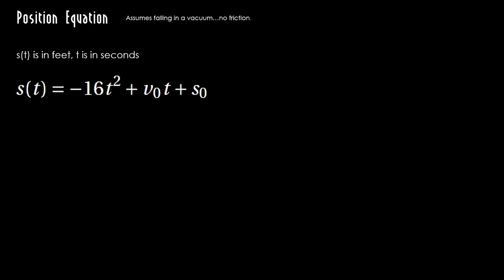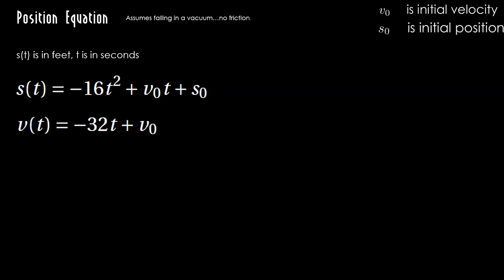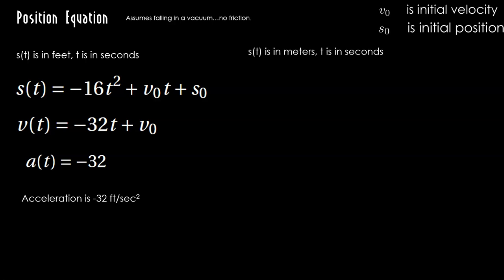Using this position, the first equation, S of t is in feet and t is in seconds. The position equation is negative 16t squared plus v naught t plus s naught. V naught is initial velocity and S naught is initial position. Taking the derivative, we get velocity, negative 32t plus V naught. Taking the next derivative, we get acceleration, which is negative 32. So in this scenario, when we're using feet and seconds, acceleration is a constant, sort of constant, negative 32 feet per second squared.